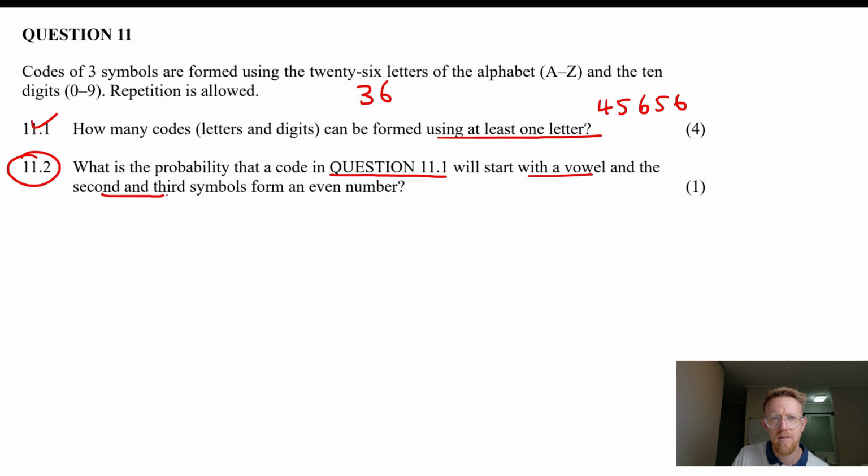This last one says, what is the probability that a code from question 11.1 will start with a vowel and the second and the third symbols form an even number? Okay, when I read that the first time and I actually went and did the question, I realized from the memo that they didn't explain the question very nicely.